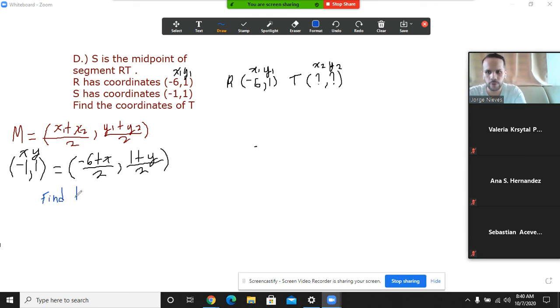So let's do this part very quick. Find the coordinates of x. So in this part, students, I'm going to use the x part of the formula. Vamos a ver donde está la x, because I'm looking for the coordinates of x. So I'm going to use this part of the formula and this part. Okay? So now I'm going to put it there. It's going to be -1 is equal to -6 plus x divided by 2.